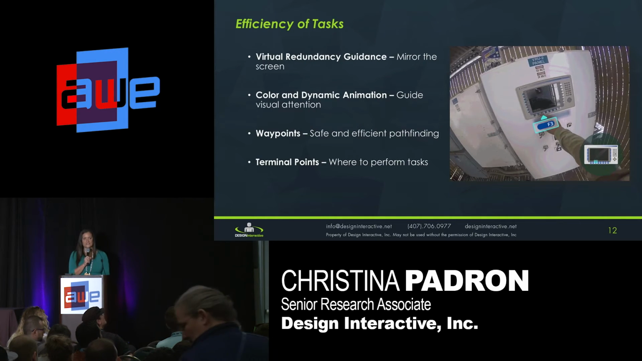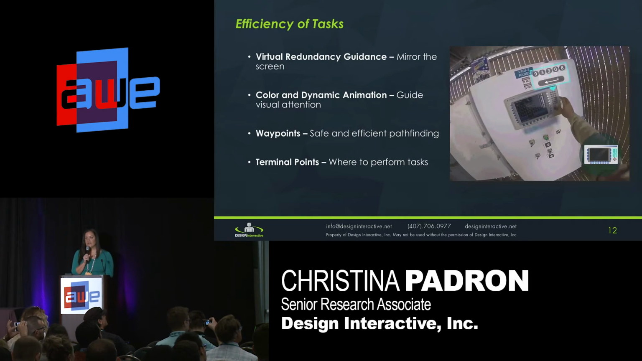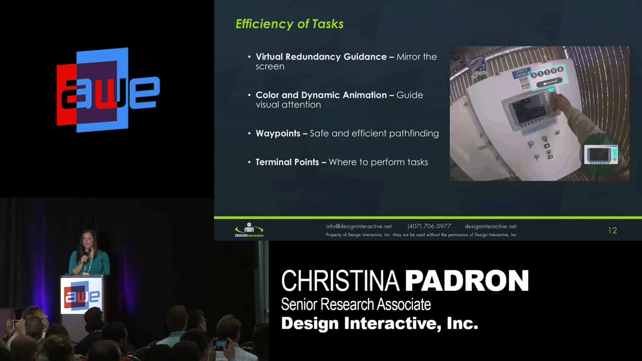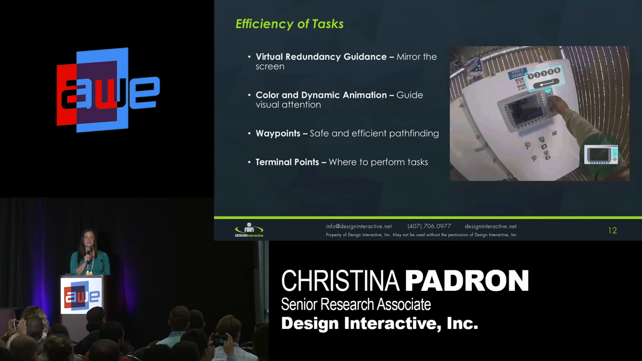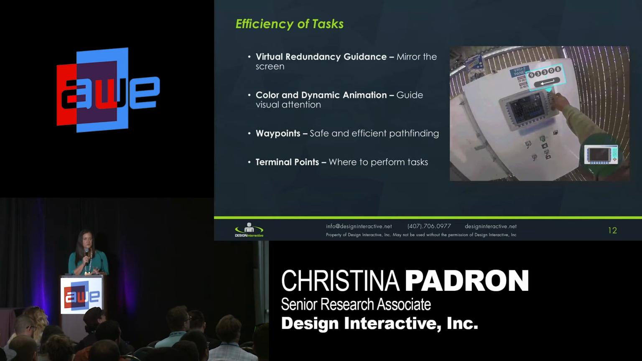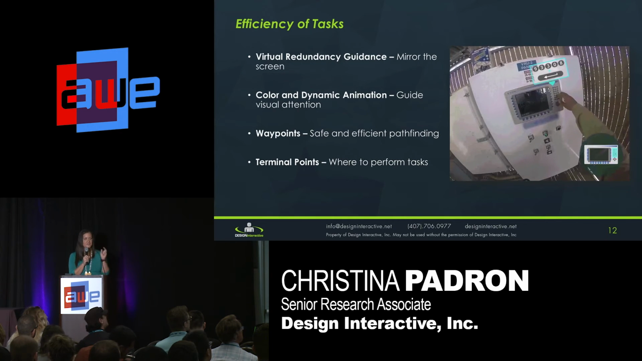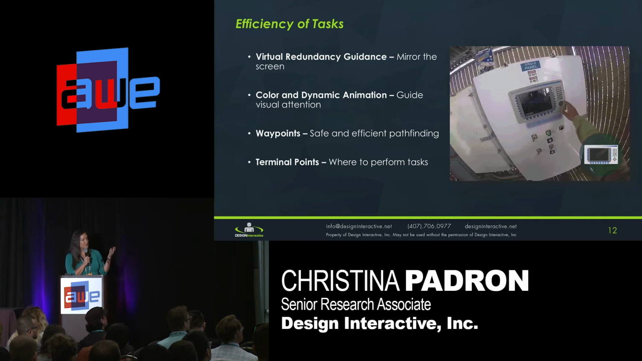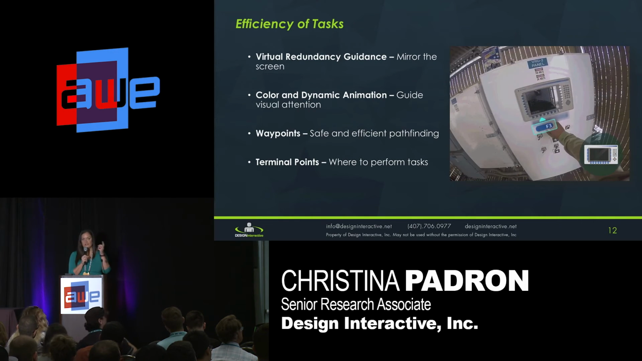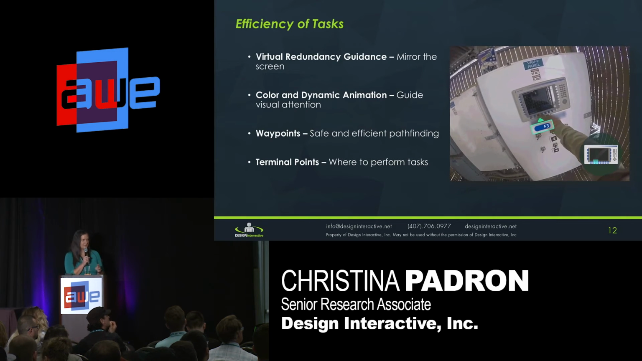In terms of increasing efficiency of tasks, there's the virtual redundancy guidance, so mirroring the screen. For anybody who's done any work in manufacturing, you may have noticed that some of the user interface screens can have some very complicated diagrams on them, or networks of things, or just a lot of information in one screen. So I think the major benefit of this is that it directs your attention to the area of the screen that's really important. Another way to do this is to draw a bounding box on the actual screen to show exactly where their attention should be focused.